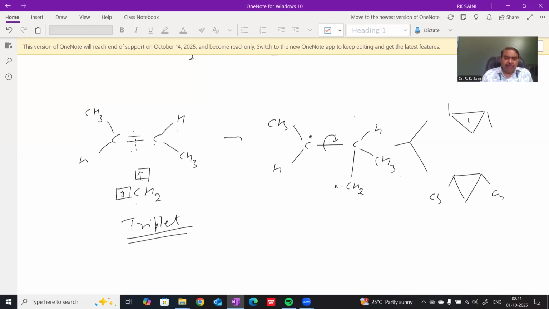This is the alpha or 1-1 elimination. In the next class, we will discuss elimination reactions on the basis of their mechanism, like E1, E2, E1CB, Ei, etc. Okay, bye.